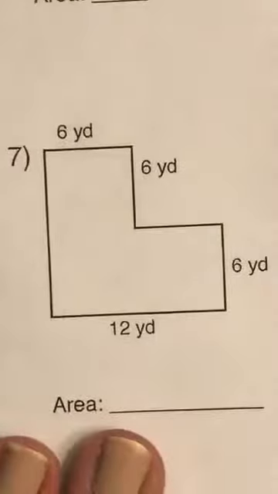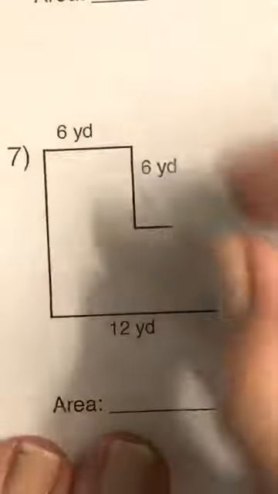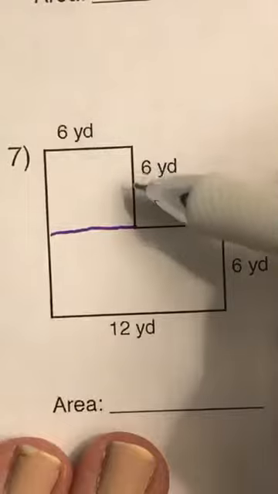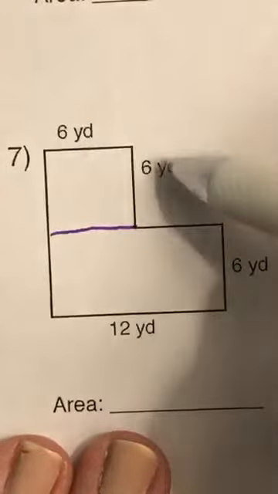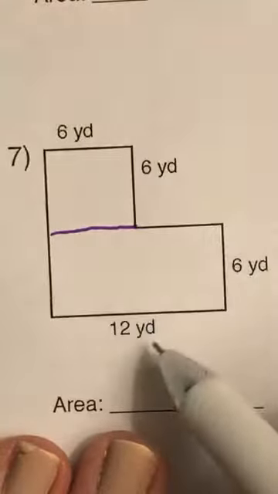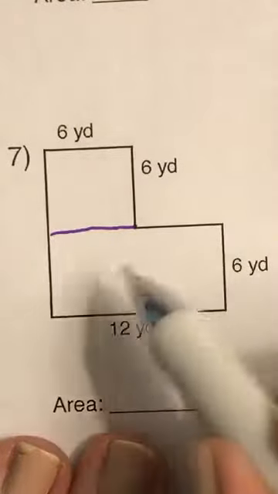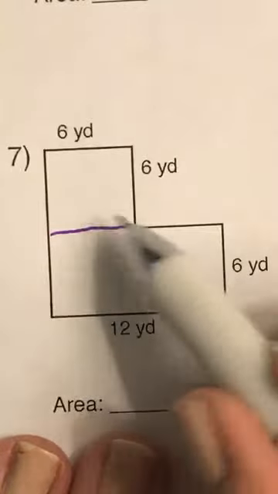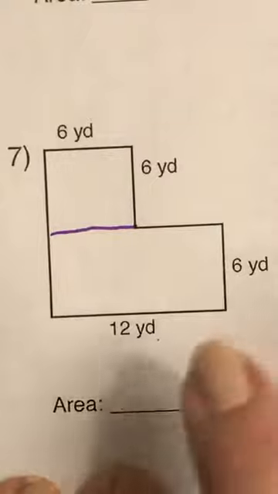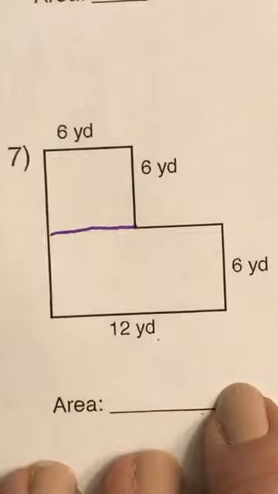Okay. For number 7, you're going to divide out the top. This little square, you're going to multiply the length times the width to get the total. Then multiply the length times the width for this rectangle, get your total. Take these two totals, add them together. Don't forget your units squared. Pause the video and do that now.